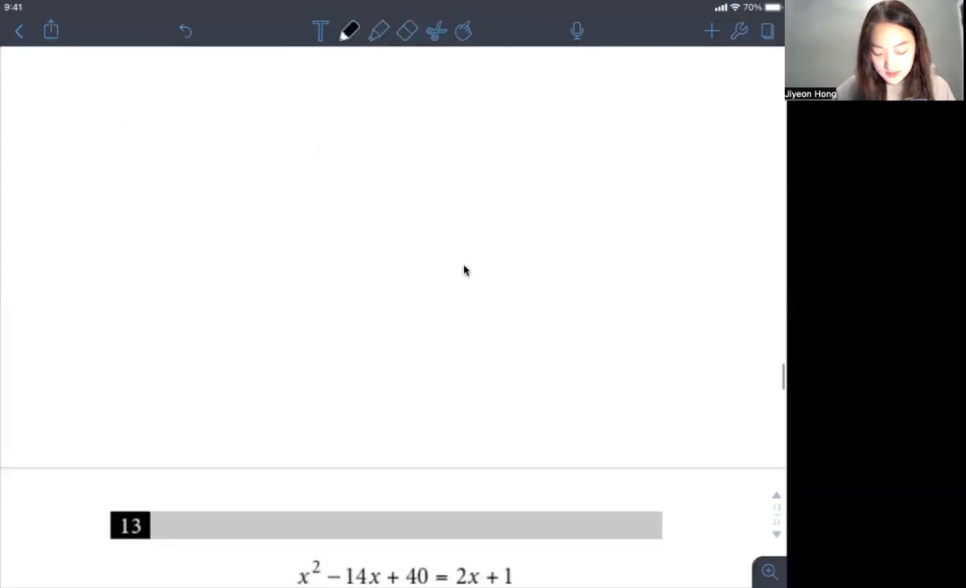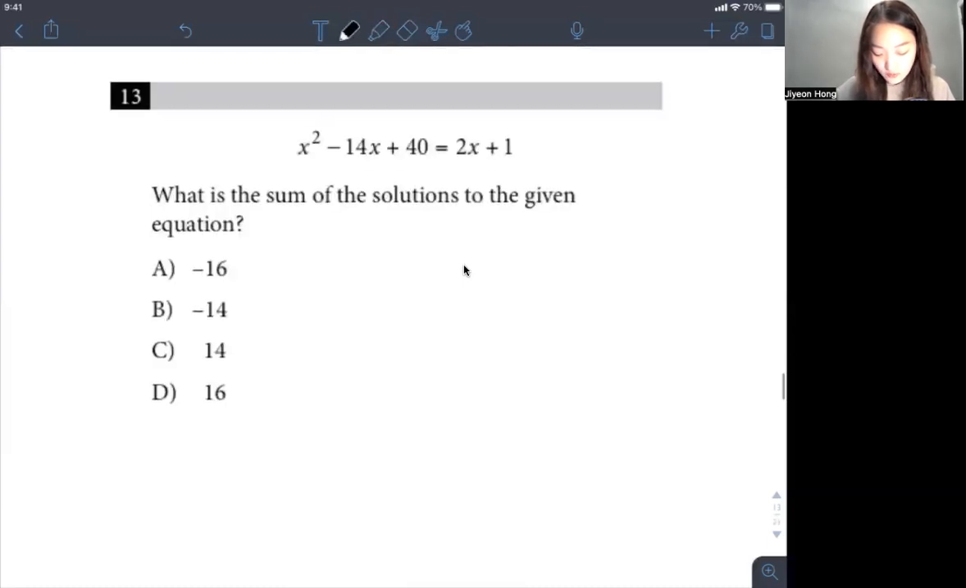All right, 13: x squared minus 14x plus 40 equals 2x plus 1. What is the sum of the solutions to the given equation? So we have to first find the two solutions.